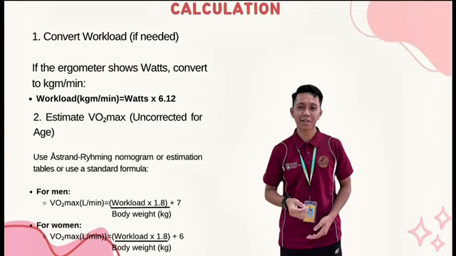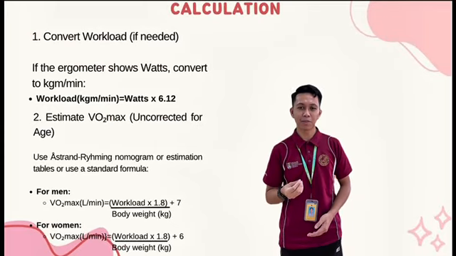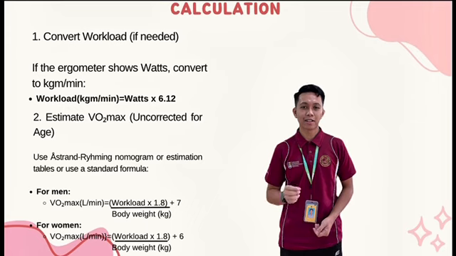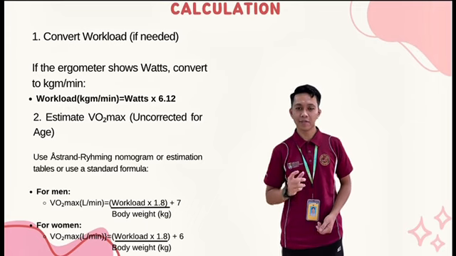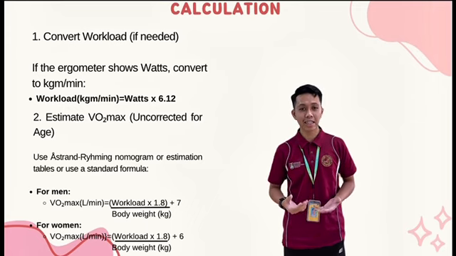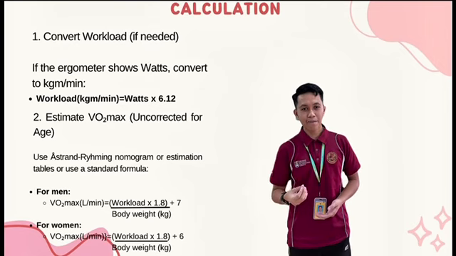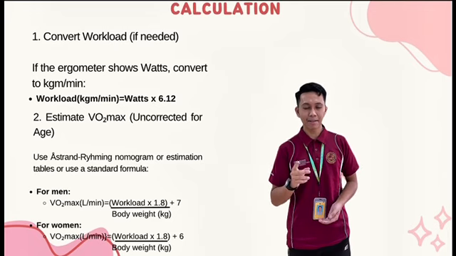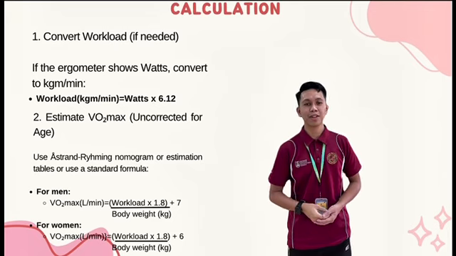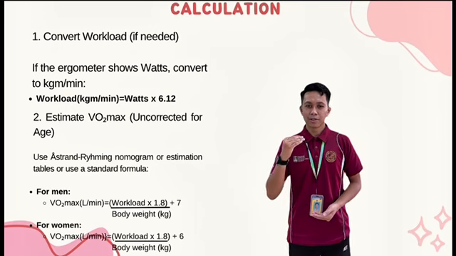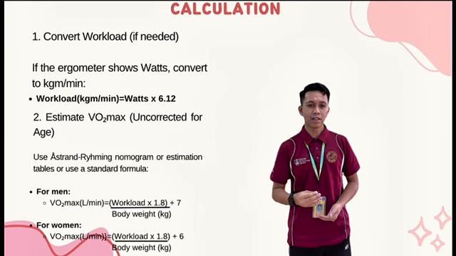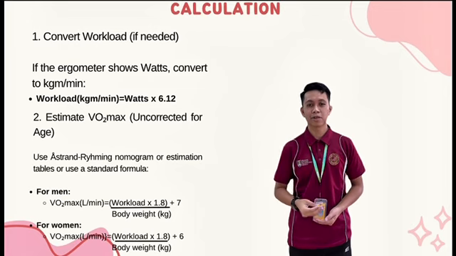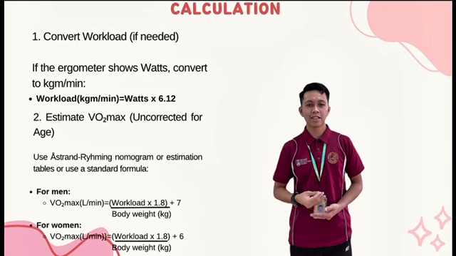First, we start the operation to find our VO2 max. First, we need to convert the watts. If the ergometer shows kilogram meters, watts equal kilogram meters multiplied by 6.12. So if you want to find the watts, you multiply by 6.12. The second step is to estimate VO2 max corrected for age.